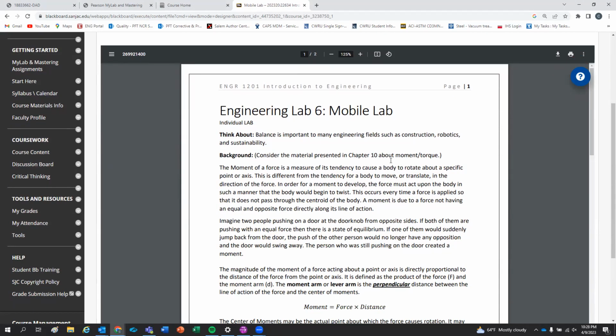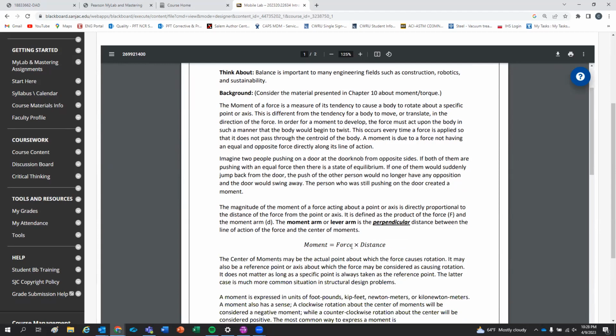Now, what is the point of a mobile lab? Well, we want to talk about a moment. A moment is equal to force times distance.